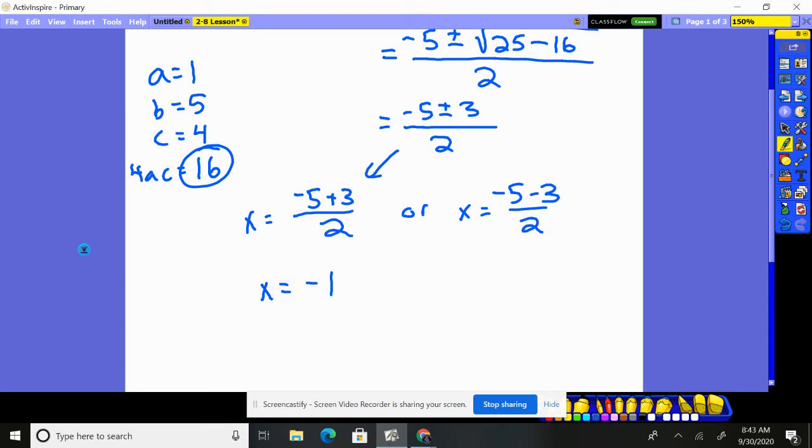The other value, negative 8 divided by 2, is negative 4. Those are our 2 solutions to the equation. It worked. Now, if we had factored it, we would have seen those were our solutions because that one up there does factor, but not every one of them will.